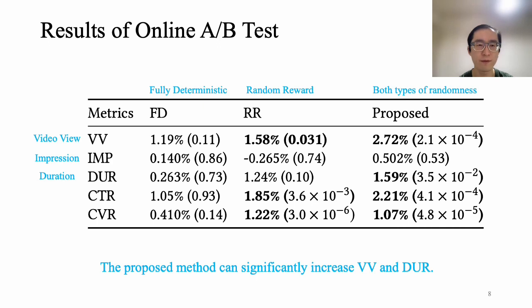We compare algorithms for a variety of metrics. For example, VV means the number of video views, and DUR means the amount of time users spend on the platform. The numbers in parentheses are p-values. As you can see, FD couldn't significantly improve any metrics. RR can improve VV, CTR, and CVR, which means modeling randomness in reward is beneficial for improving user engagement. The proposed method outperforms RR for both VV and duration. This confirms the efficacy of modeling users' leaving behaviors.